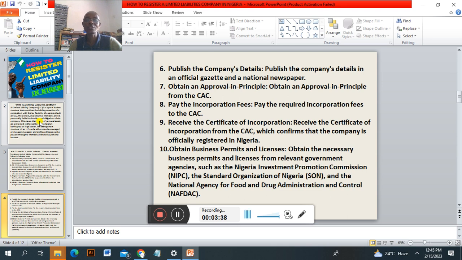Number 9, receive the certificate of incorporation. Receive the certificate of incorporation from CAC, which confirms that the company is officially registered in Nigeria. Number 10, obtain a business permit and license from the relevant agencies, such as the Nigeria Investment Promotion Commission, the Standard Organization of Nigeria, the National Agency for Food and Drug Administration and Control.